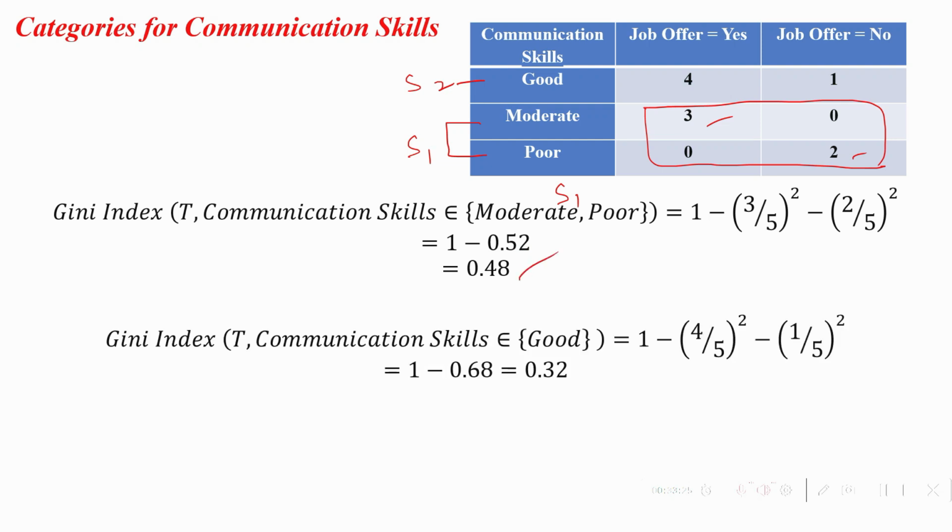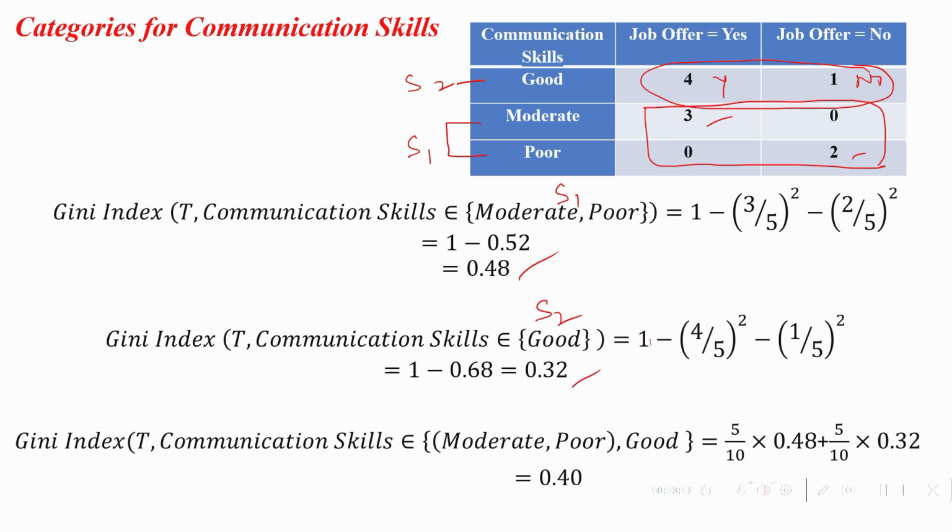Now we are finding the Gini index for the target variable with respect to communication skills belonging to good, that is S2. Here it contains a total of 5 elements. Out of 5 elements, 4 are yes and 1 is no. So that is equal to 1 minus (4/5)^2 minus (1/5)^2, that is equal to 1 minus 0.68, that is equal to 0.32.